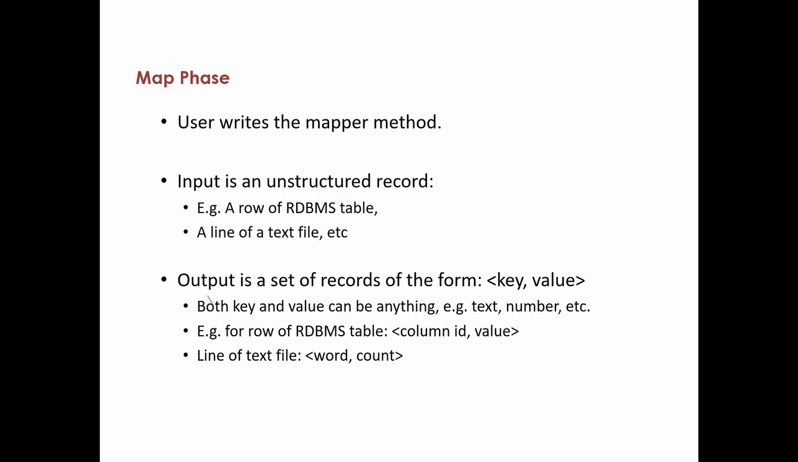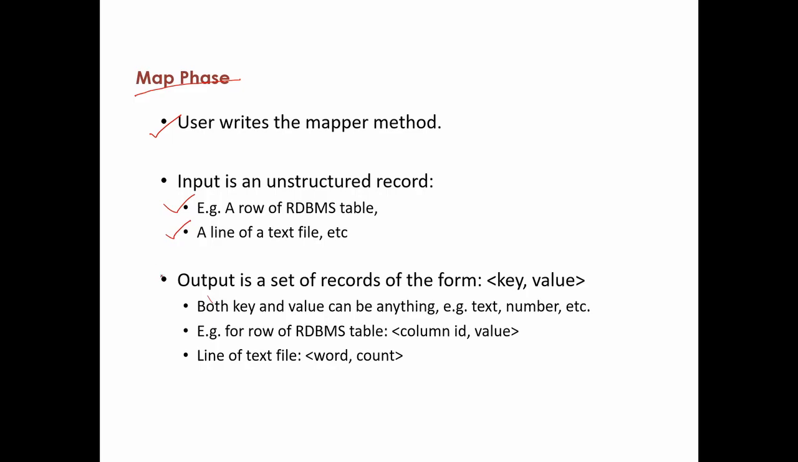So as we discussed, a Hadoop MapReduce system has three main phases. The first phase is the map phase. In the map phase, the user writes the mapper code. The input to the mapper is an unstructured record. It can be of the form key value pair, or it can just be a line which is stored in value. Examples are maybe a row of an RDBMS table, or a line of a text file, or an image, things like this.